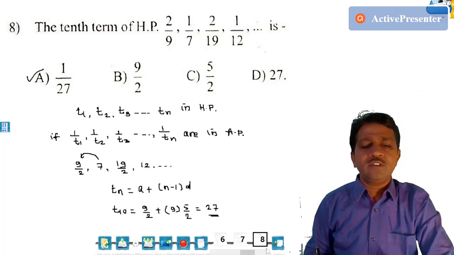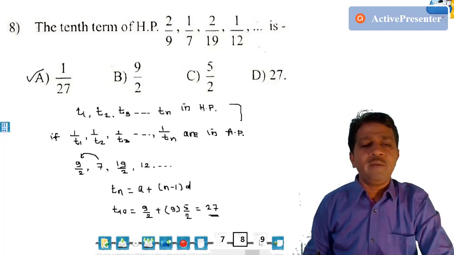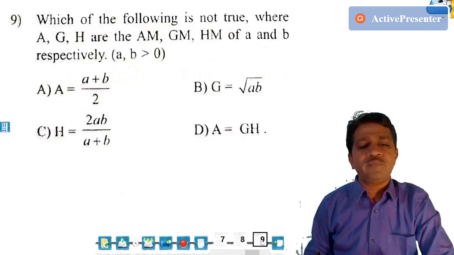Very easy. So you have to just remember this definition. The terms are in HP if their reciprocals are in AP. So if we get the nth term of AP, then its reciprocal will be the nth term of HP.